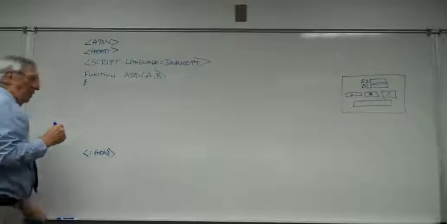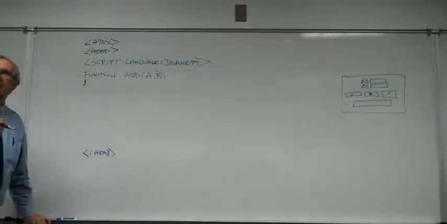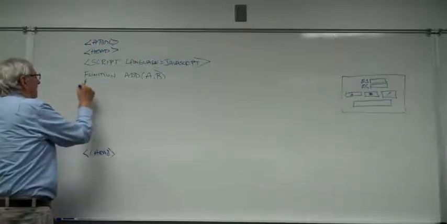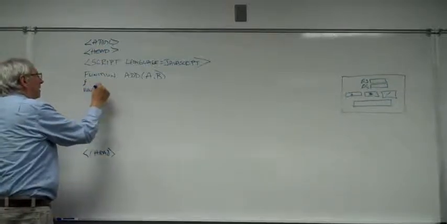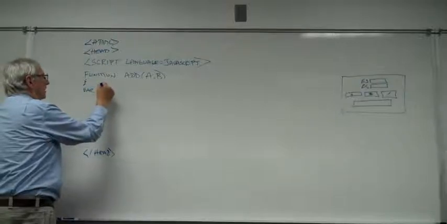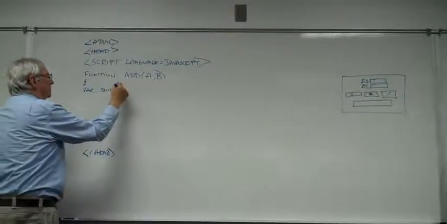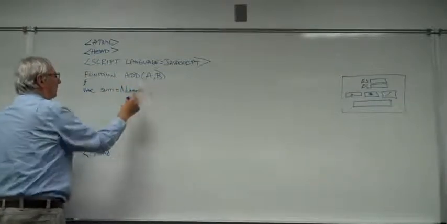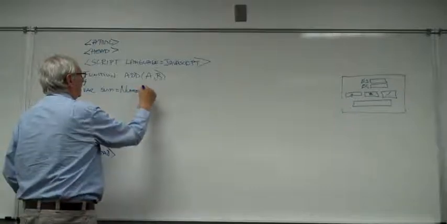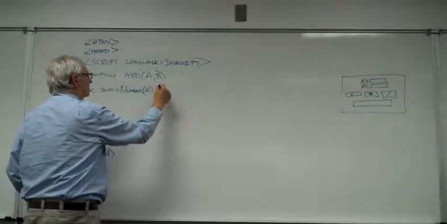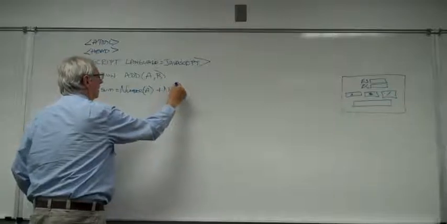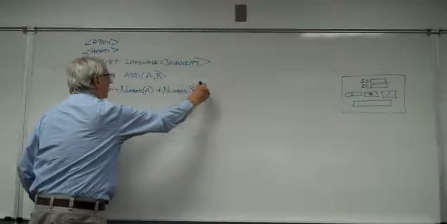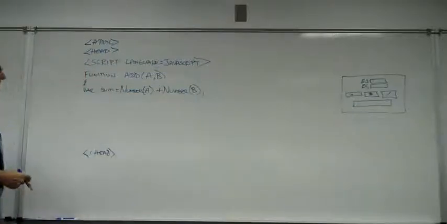Next question is, you want to add them together. So immediately you've got to convert them into numbers. So you can say variable, call it sum equals number of A plus number of B. Semicolon. Semicolons at the end of all those, okay?